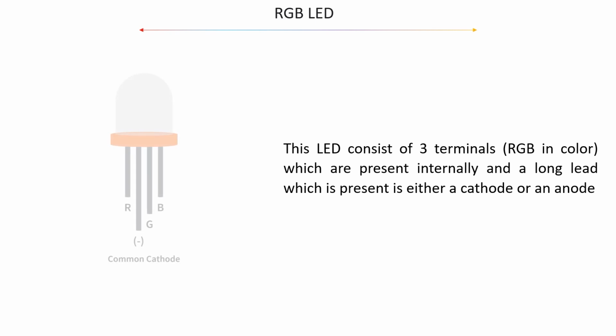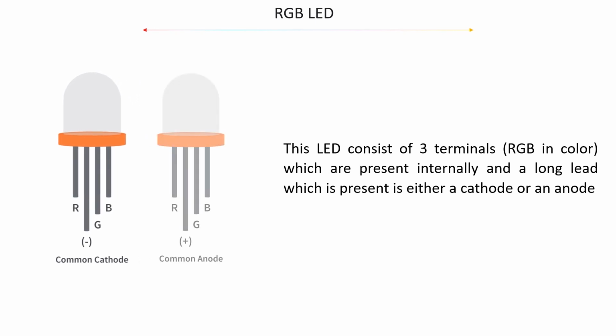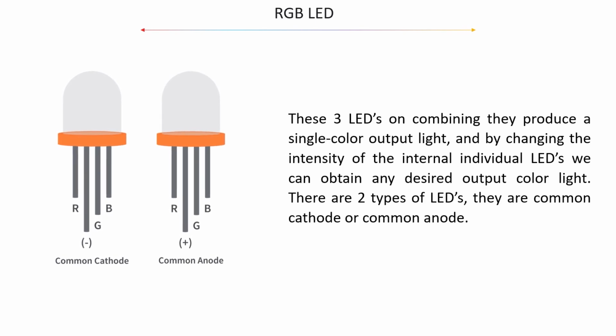This LED consists of 3 terminals, red, green, blue in color, which are present internally, and a long lead, which is either a cathode or an anode. These three LEDs, on combining, produce a single color output light, and by changing the intensity of the internal individual LEDs, we can obtain any desired output color light too. There are two types of LEDs. They are common cathode or common anode.